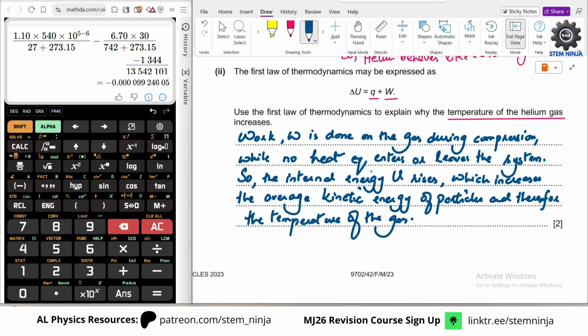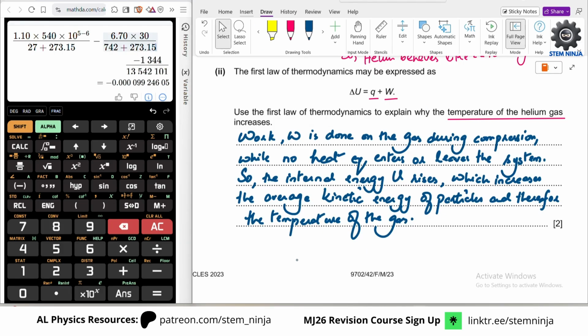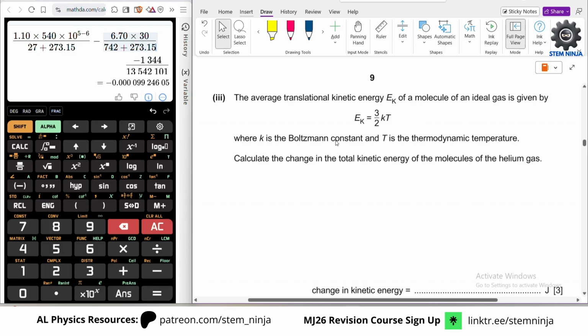Okay, so you can also squeeze in a point that the internal energy of the gas is directly proportional to the kinetic energy of the particles and therefore the temperature of the gas. Right. Okay. The average translational kinetic energy EK of a molecule of an ideal gas is given by this, where K is the Boltzmann constant and T is the thermodynamic temperature. Calculate the change in total kinetic energy of the molecules of the helium gas.